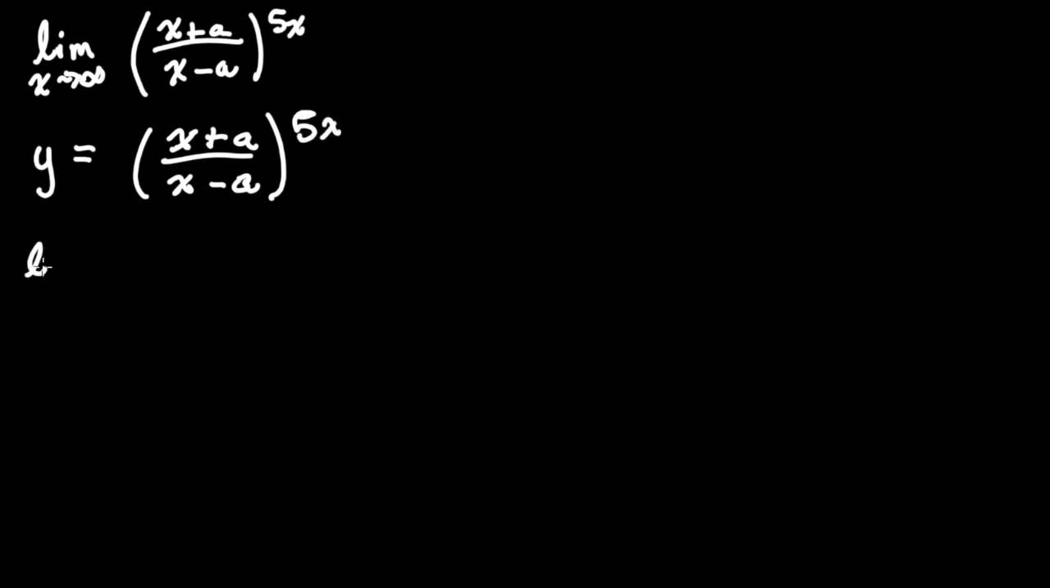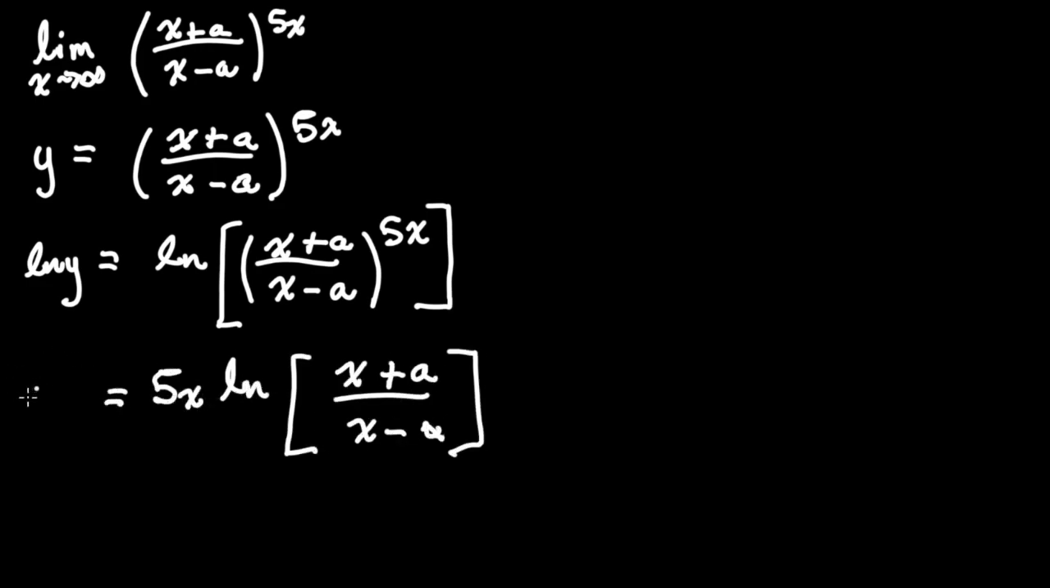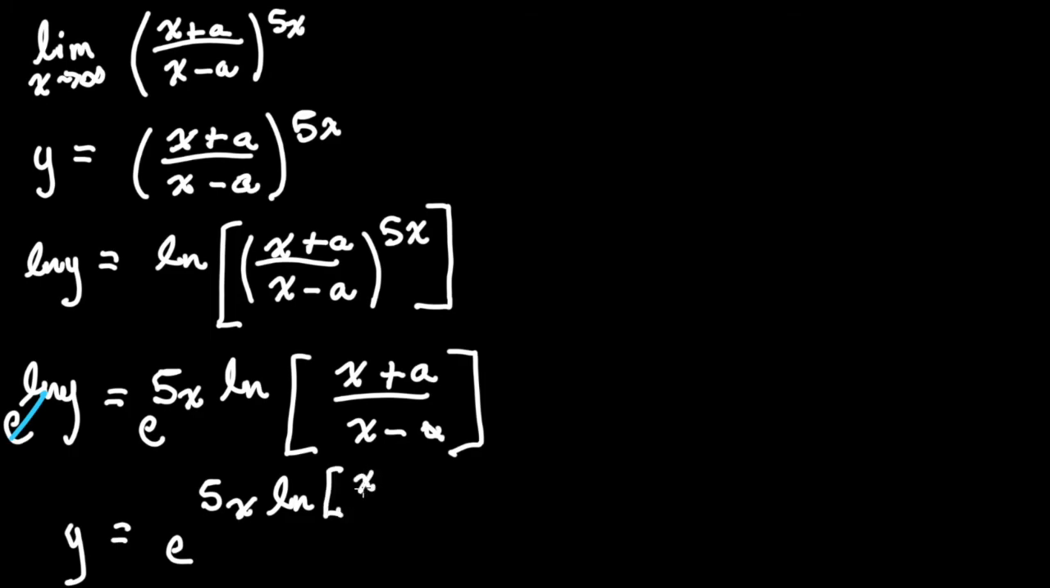Then our next step is to take the ln of both sides. Then our next step is to bring this exponent into the front using our log rules, and this is still equal to ln y. And then our next step is to raise both sides to the power of e, and that will leave us with just y on this side. So we will have y equaling e to the 5x ln of (x plus a) over (x minus a).